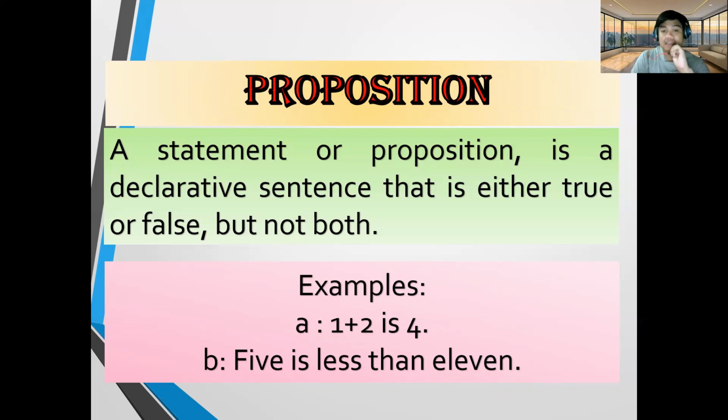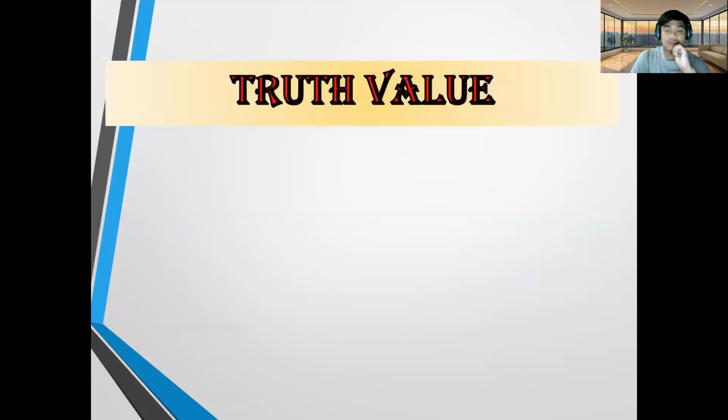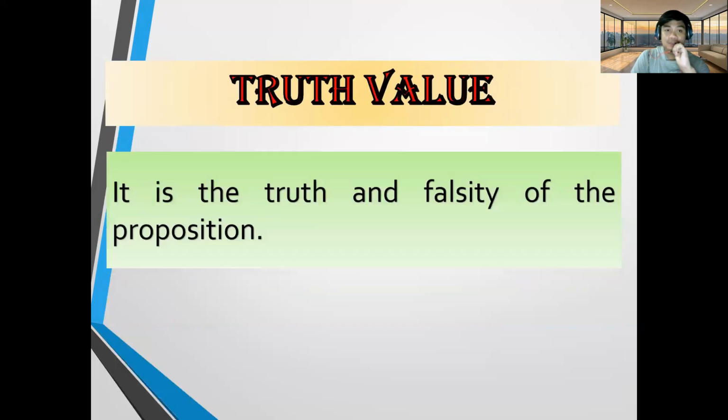And in example A, 1 plus 2 is actually 3. So the truth value of example A is false. Examples A and B are classified as propositions. So we have here the truth value. It is the truth or falsity of a proposition. So it's either true or false, but not both.